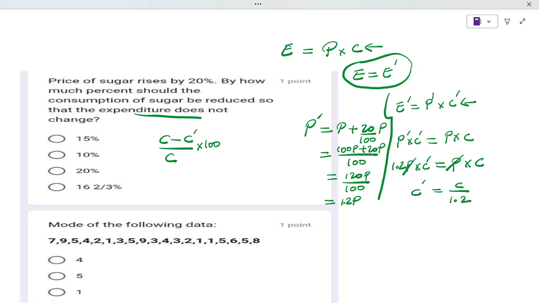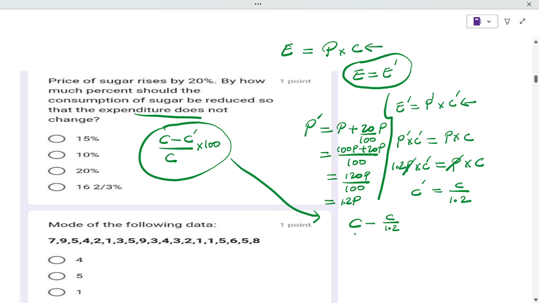Now we need to find the percentage reduction rate, which is this one. So let's put the value. This one becomes C minus C dash, that is C minus C by 1.2, divided by C, into 100. We can do it now, or we can bring it later. So now again, let's try to find this one.